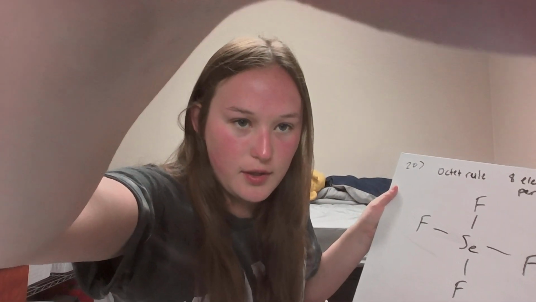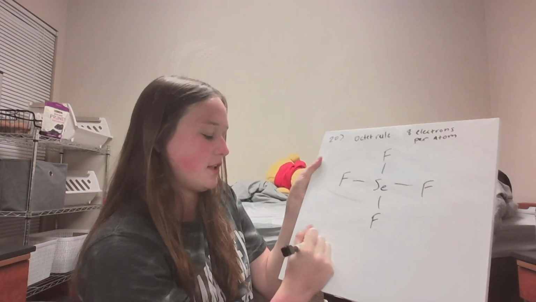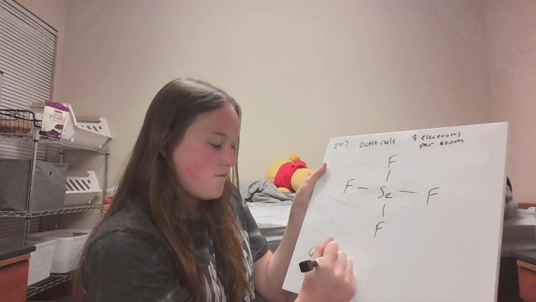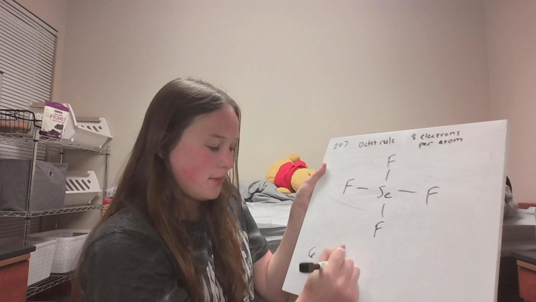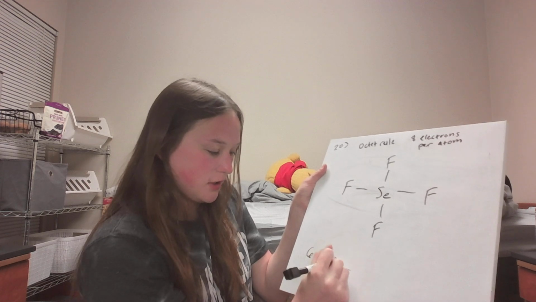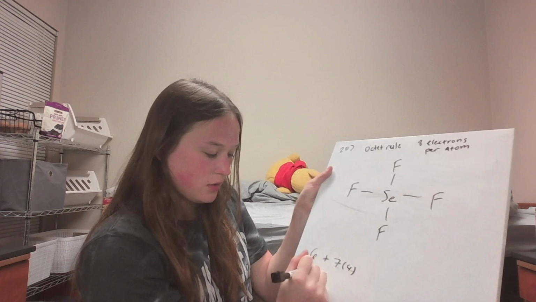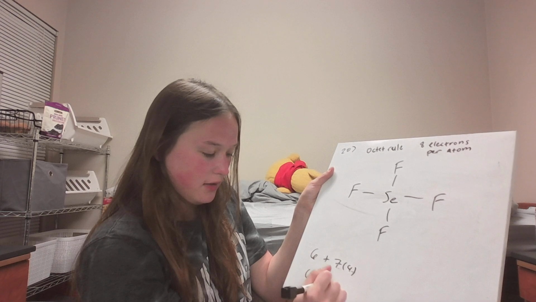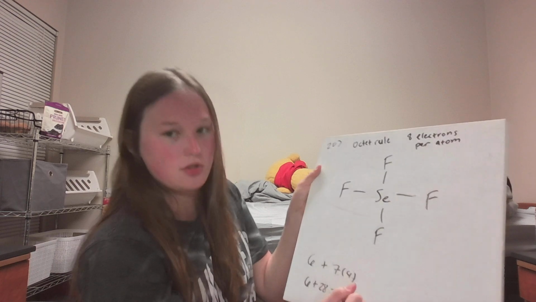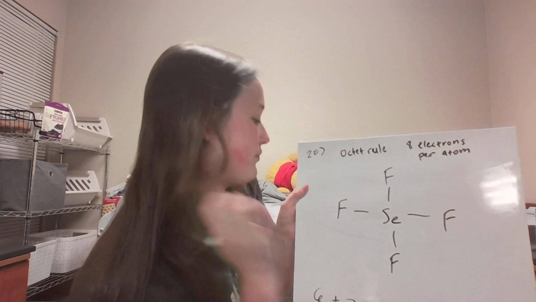Anyway, let's do some calculations. I don't know where Se is off the top of my head. Oh, it's in the same row as oxygen. So that means it has 6 valence electrons plus 4 times 7, or 7 times 4, sorry. So 6 plus 28 equals 34, pretty sure. I think you can do math.